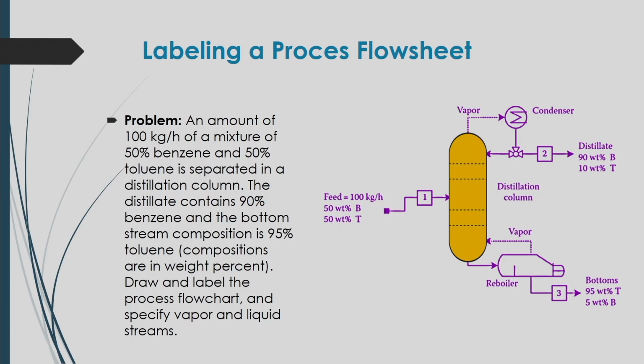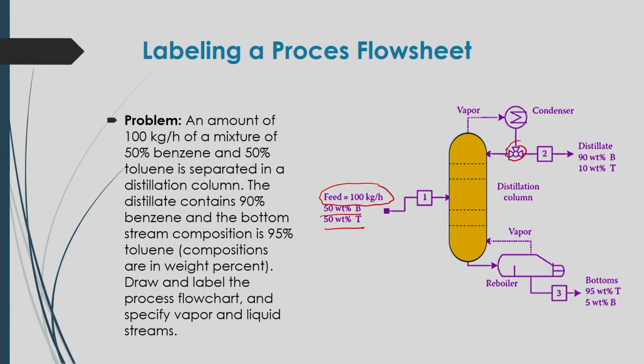As a feed, it is told that an amount of 100 kg per hour of a mixture of 50% benzene and 50% toluene is separated in a distillation column. That means this 100 kg per hour of feed mixture will come into this distillation column with the composition of 50% benzene and 50% toluene in weight percent. And after the distillation process, it will come out from the overhead as a vapor, and then it will be condensed, and then it will be separated into two parts.